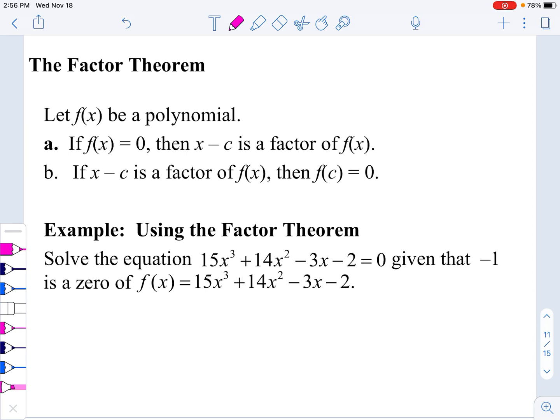If you end up with f of c equal to 0, that's where it's crossing that x-axis. So an example says to solve the equation 15x to the third plus 14x squared minus 3x minus 2 is equal to 0, given that negative 1 is a 0. So negative 1 is a solution of that function. What we're going to end up doing is using synthetic division, dividing by negative 1 as our divisor.